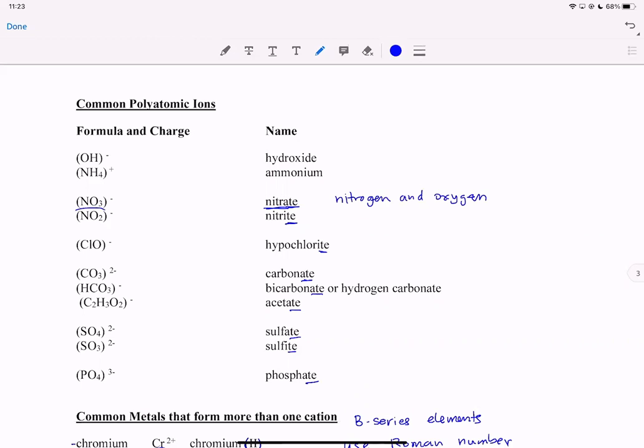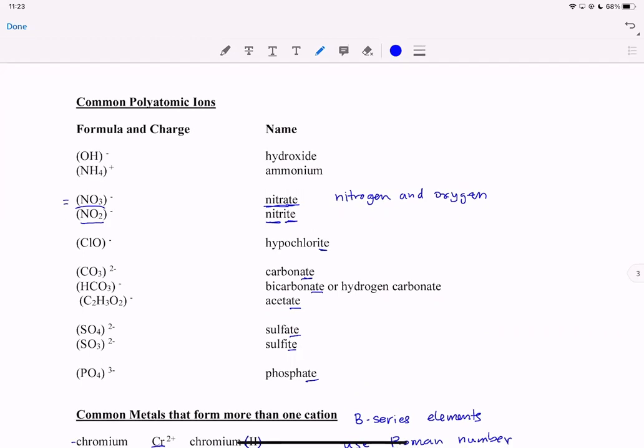Or nitrite. It has the beginning part of the name nitrogen, and the ITE ending means there's some oxygen in there. And so nitrate and nitrite are very similar. The ATE ending has one more oxygen than the ITE ending. So that's NO3 for nitrate, and NO2 has one less for nitrite.